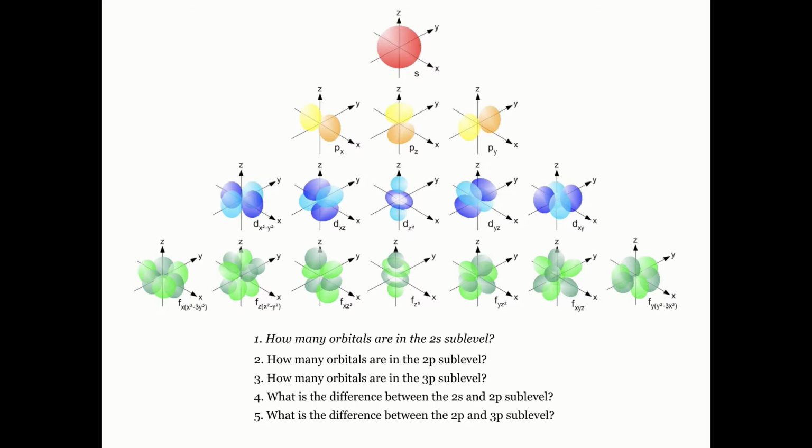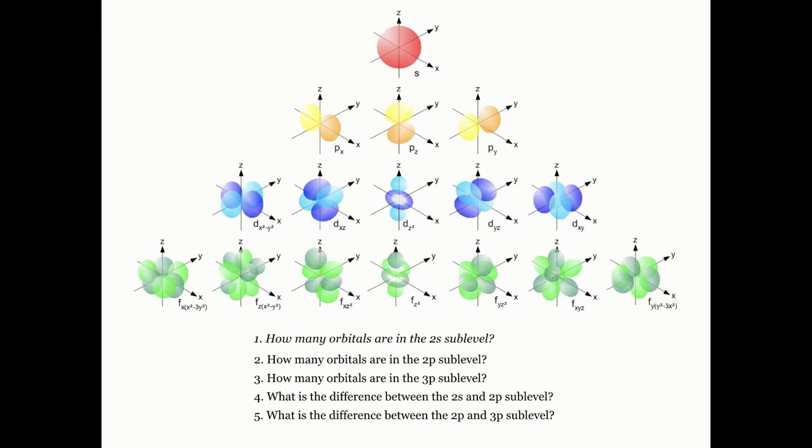For p, notice you have three different shapes that it can assume: px, pz, py. Those are just along the axes. So you have three orbitals for the p sublevel. Okay, so 2p, 3p, 4p, three different possible orbitals. d is 5 orbitals, as you can see, and f is 7. You don't need to memorize the shapes, you just need to know the number.